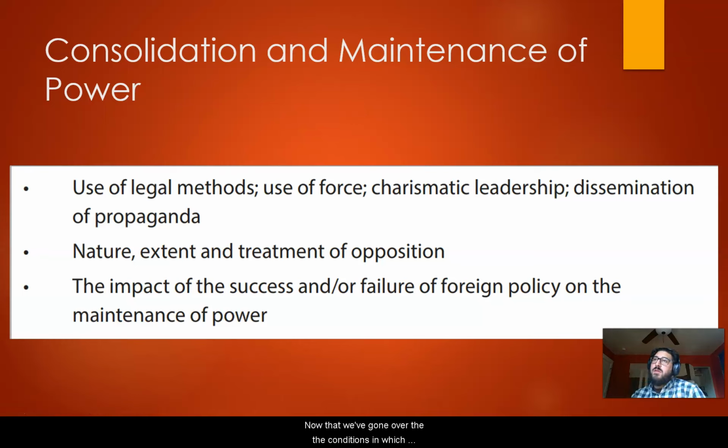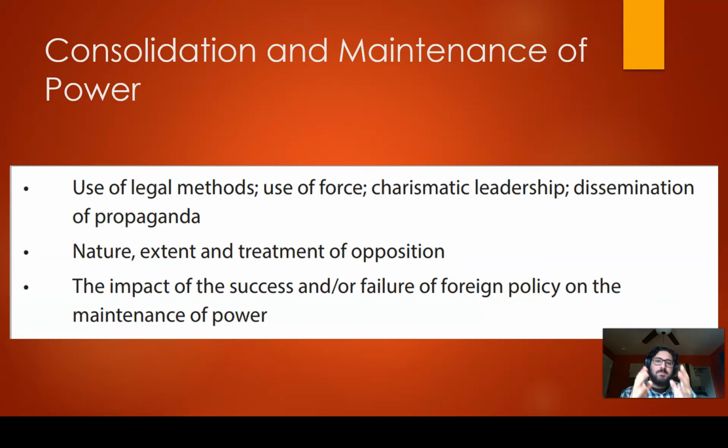Now that we've gone over the conditions in which authoritarian states emerged and the methods used by the Nazi Party to come to power, we now need to talk about what they do now that they have power. So, Nazi Germany and everything we've learned up to this point is just edging our way up. Now they're in power, and what are they going to do?